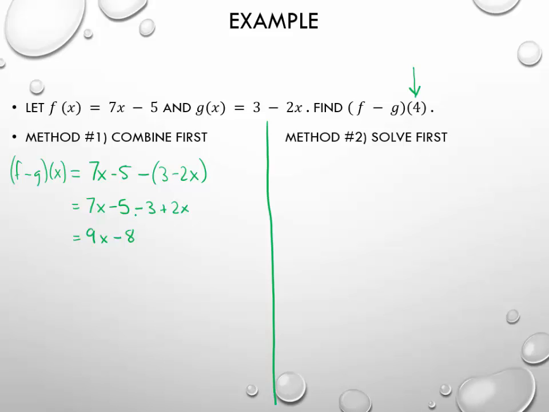Am I going too fast? No? Okay, good. If you're listening to this on the interweb, pause it if I'm going too fast. Good talk. All right, so now let's do f minus g of 4. What do I do? Molly, what do you think I do?